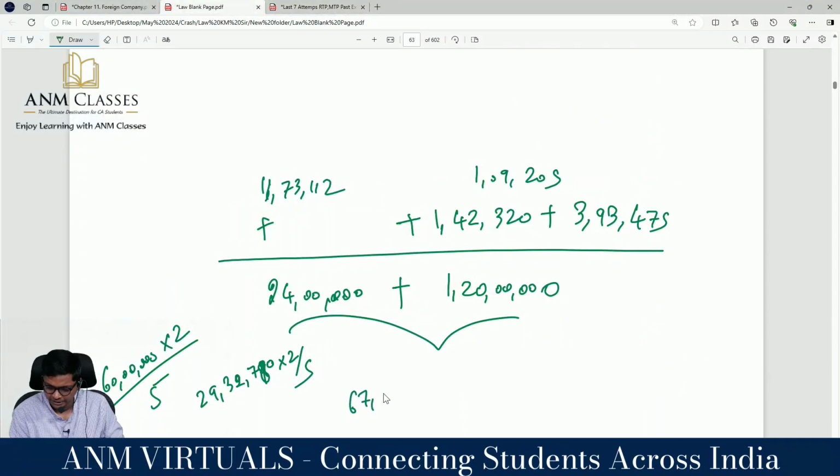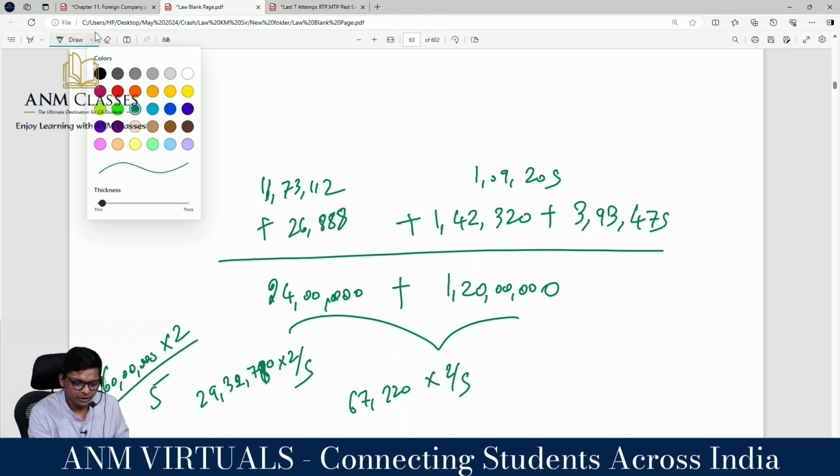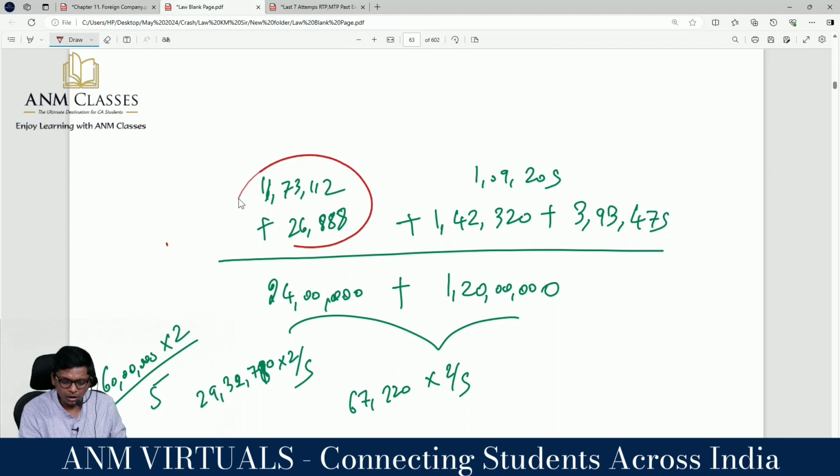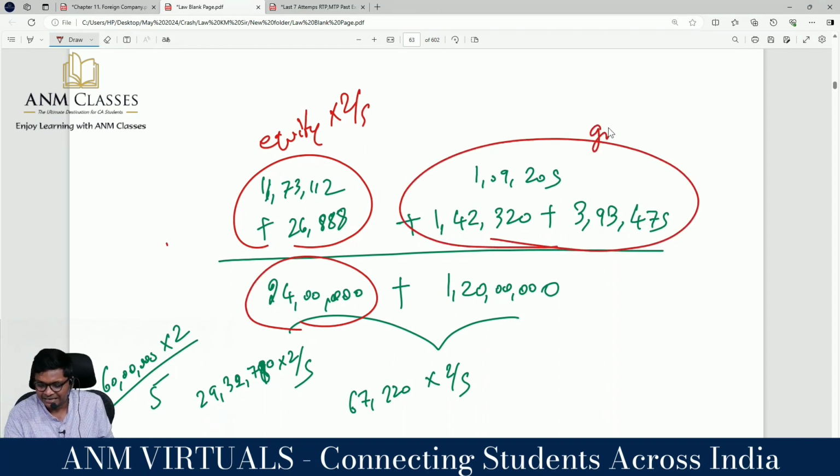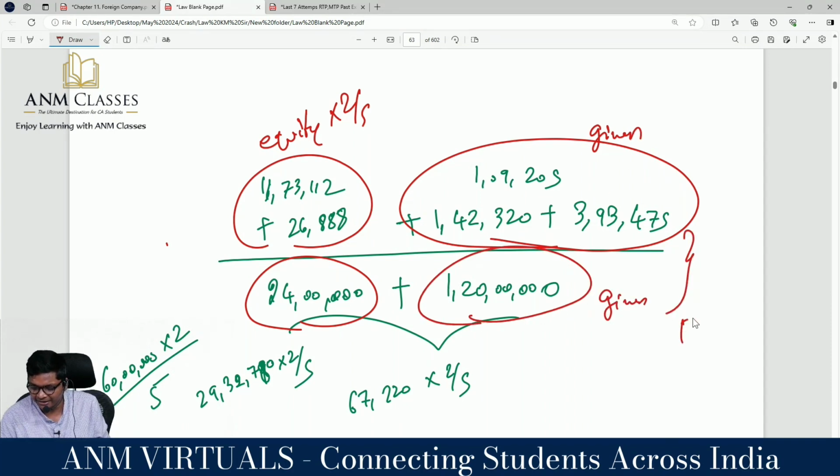So 67,220 into 2 by 5, how much? 26,888. That's it. So what I am doing basically over here, all the equity shares I am converting into 2 by 5 to find the paid up value. Denominator also I am converting into paid up value. Preference I am taking as it is, as given in the question. Here also as it is, because the face value is fully paid up.